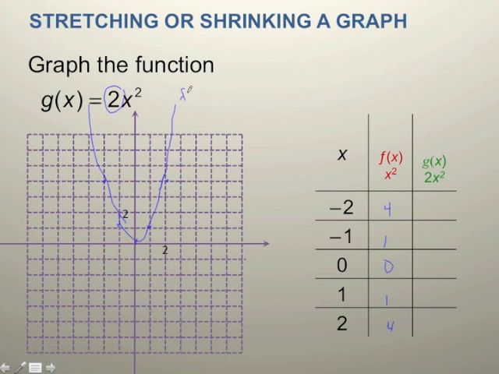So this was my f of x. Now my g of x, I'm going to take 2 times it. So I square it and then double it. So square it is 4, double it 8. Square it is 1, double 2. Doubling 0 is still 0, 2, and 8.